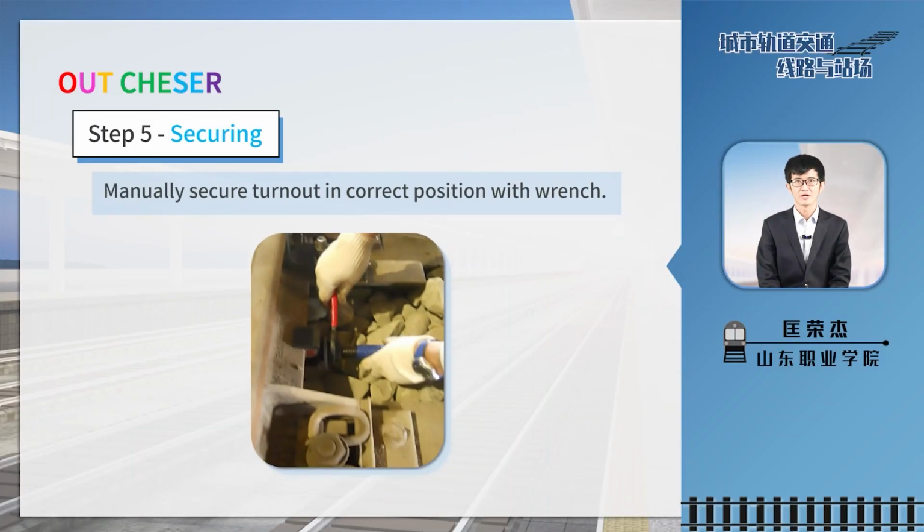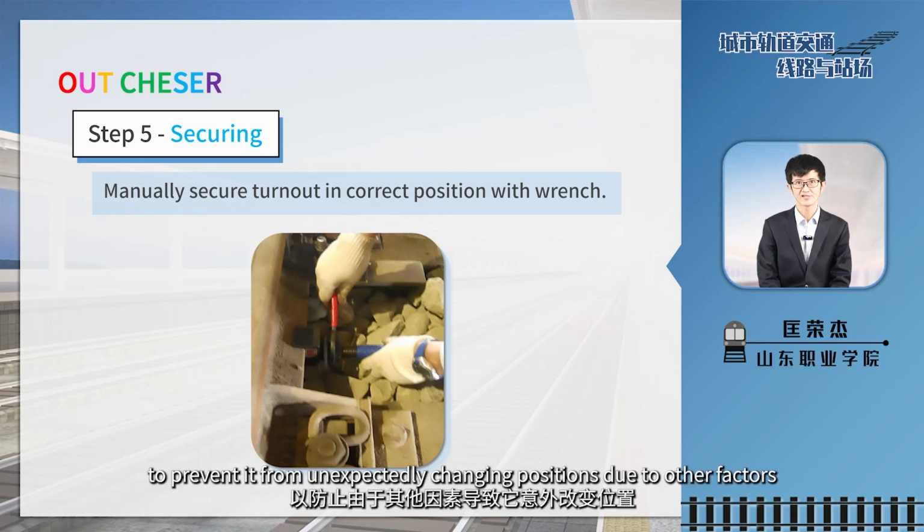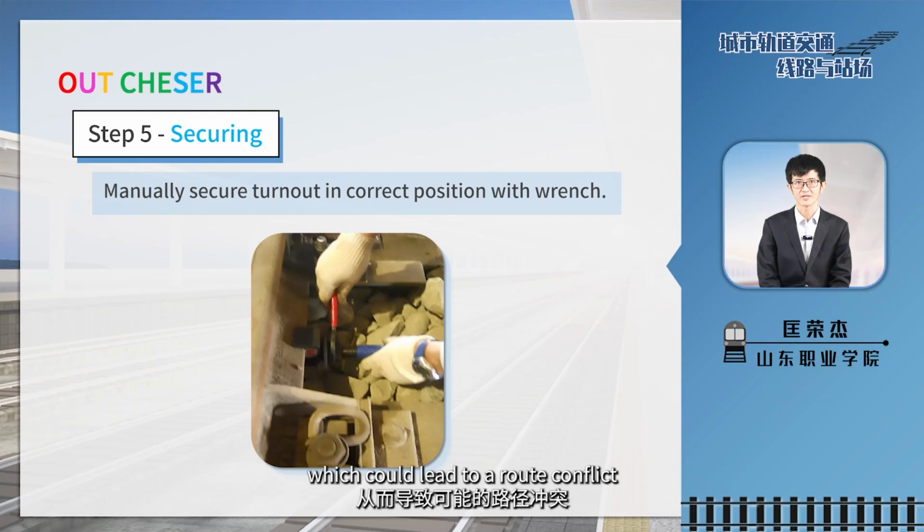Step 5. Securing the switch. Use the locking device to manually secure the turnout in the correct position to prevent it from unexpectedly changing positions due to other factors, which could lead to a route conflict.